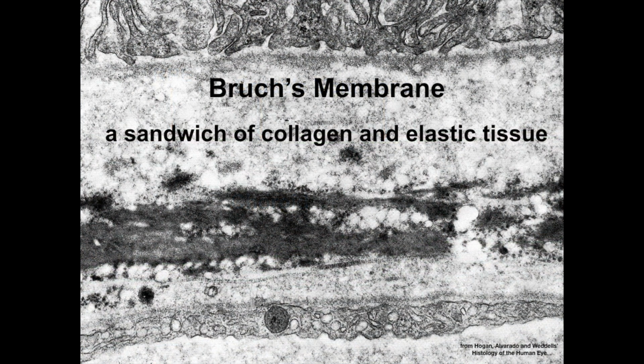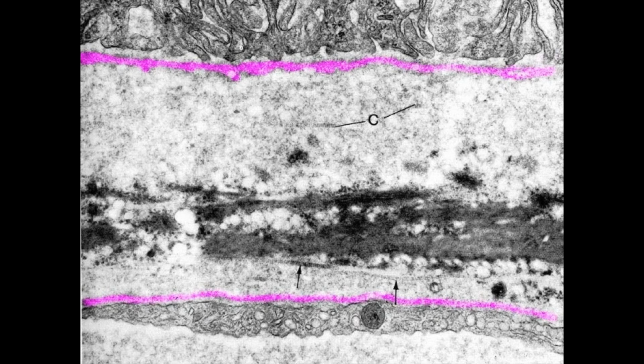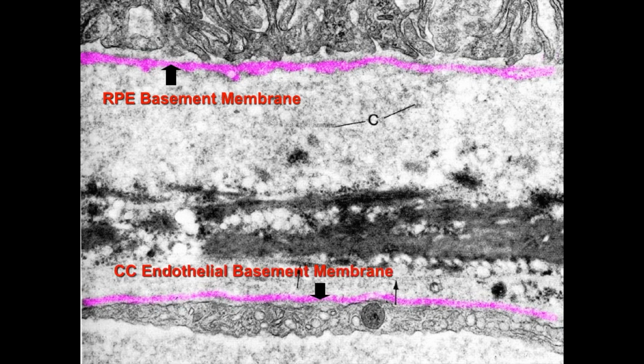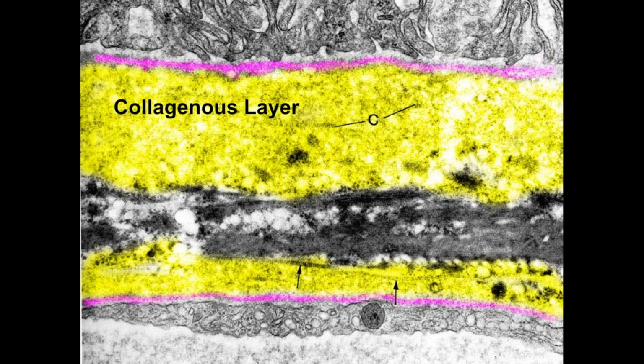Bruch's membrane is a sandwich of extracellular matrix material, shown here in this electron micrograph from Hogan, Alvarado, and Wadow's textbook. The two slices of bread include the basement membrane of the RPE and the basement membrane of the choriocapillary endothelial cells, if a capillary is present. Most of Bruch's membrane is collagen, and there is a central layer of elastic tissue.